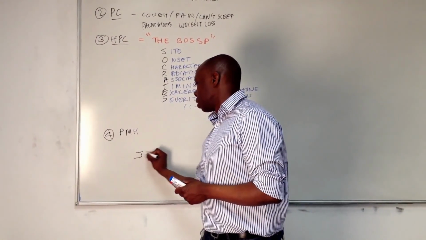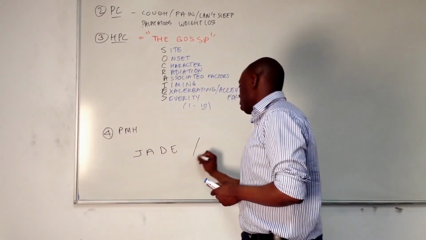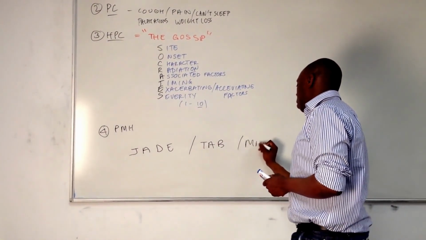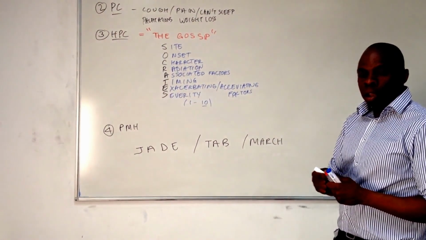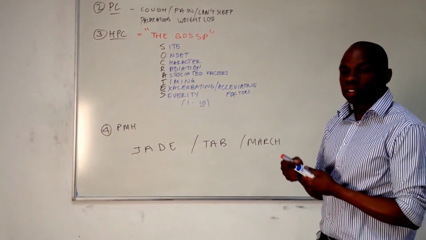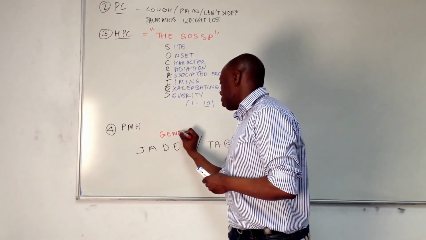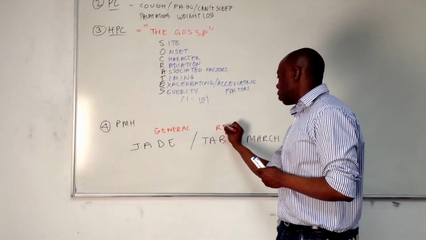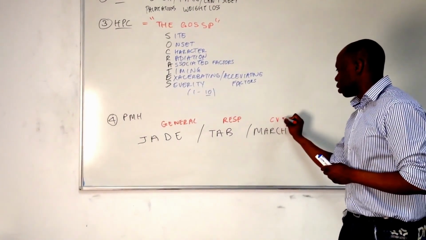I use this mnemonic, Jade, Tab, March. Basically we divide it into three nice parts. These are your general things. These here are your respiratory things. And these here are your cardiovascular things.